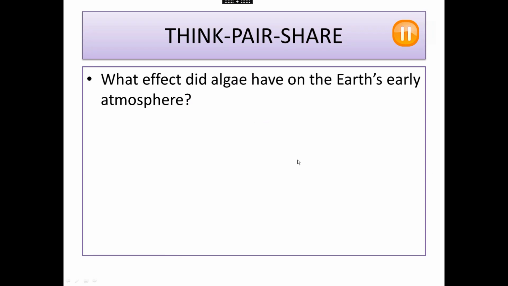And what effect did algae have on the Earth's early atmosphere? Think of a sentence in your mind. Don't write it down. Just think of a sentence. What effect did algae have on the Earth's atmosphere? Pause the video and think of a sentence now. Okay, it's important to use these moments to check your understanding.